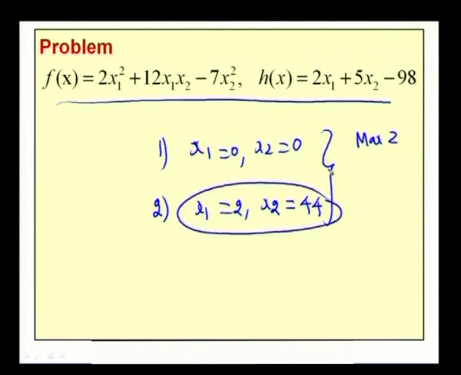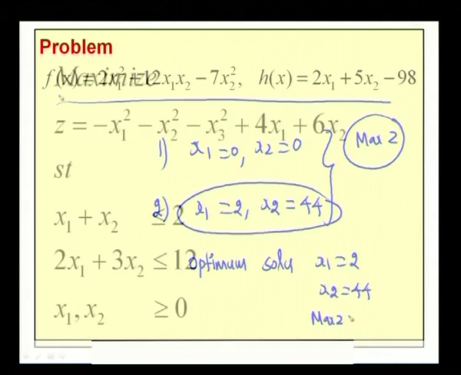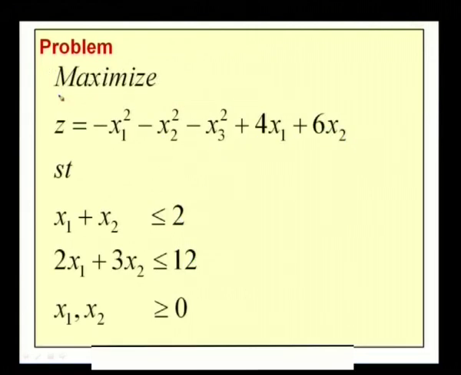x2. Out of these two possible solutions, we are getting the maximum objective function for the value of x1 equal to 2 and x2 equal to 44. Therefore, the optimum solution for the given nonlinear programming problem is x1 equal to 2, x2 equal to 44 and the corresponding maximum z equal to 4900. The next problem is an NLPP involving more than one constraint, exactly two constraints.